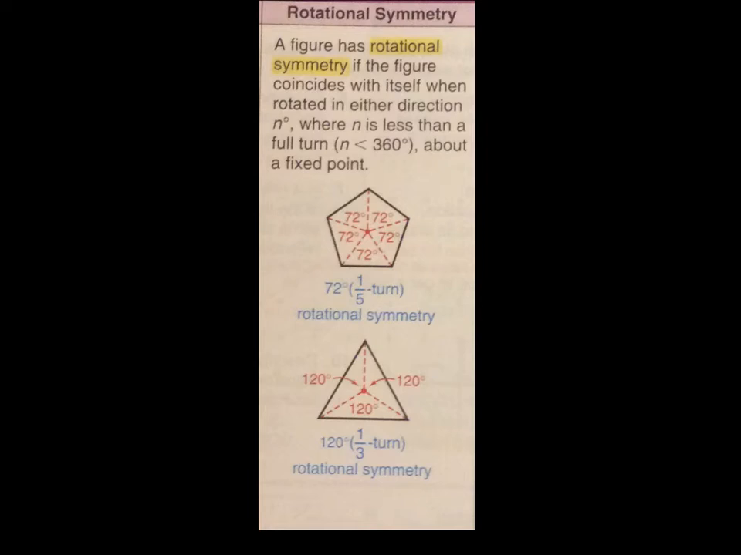Our next example is rotational symmetry. A figure has rotational symmetry if the figure coincides with itself when rotated in either direction. So here we have this pentagon, and if we rotate it, it's going to be the same. So we can rotate it around and it'll still stay the same shape. This one has 120 degrees rotational symmetry. So if we turn this a third of the way around, it's still going to be the same shape.